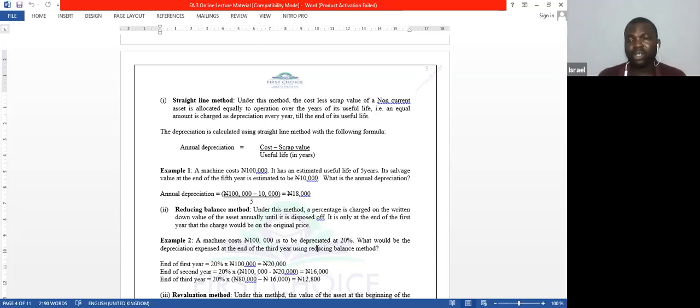Accumulated depreciation means the addition of depreciation over the years of the asset. Accumulated, adding it together. The addition of depreciation over the years of the asset, which we then use to reduce the cost to get our carrying amount. So now let's look at the end of the first year. At the end of the first year, 20% times 100,000, because our carrying amount at that point is 100,000, since in the first year we don't have any accumulated depreciation.